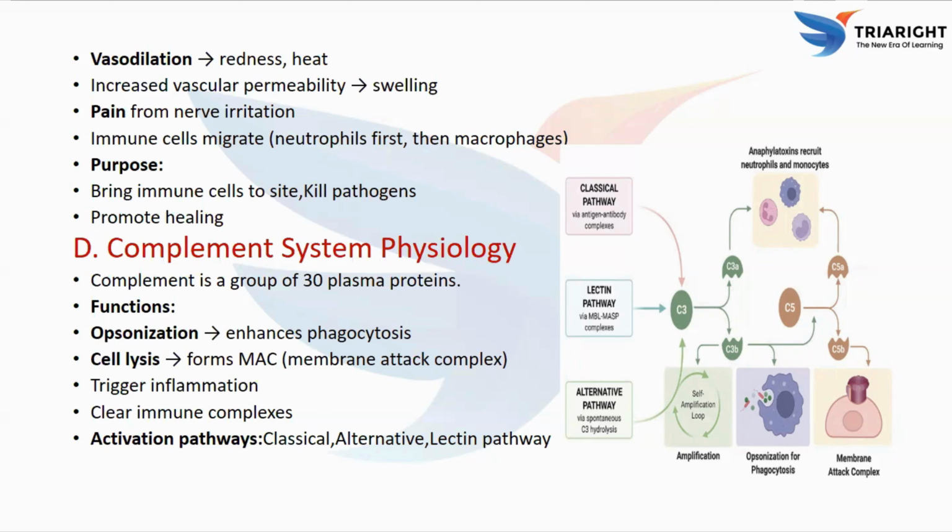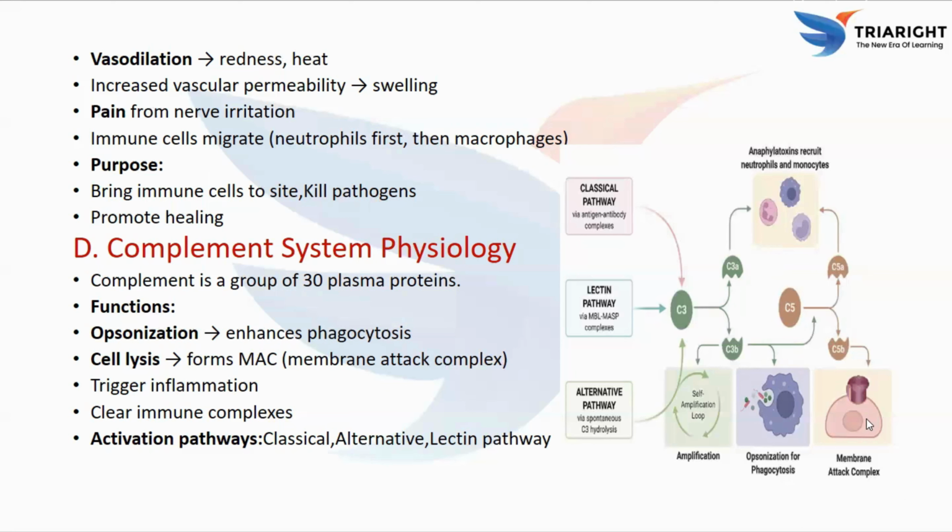So here is a diagram which shows you the classical pathway, lectin pathway, and alternative pathway. The lectin pathway is triggered by MBL binding, and the alternative pathway is triggered by spontaneous activation. All three arrows lead towards C3. So C3 activation: C3 splits into C3a and C3b. C3a promotes inflammation, whereas C3b attaches to the microbes for opsonization, and it helps form C5 convertase. You see C3a going upward to recruit neutrophils, and C3b is shown coating the microbes.